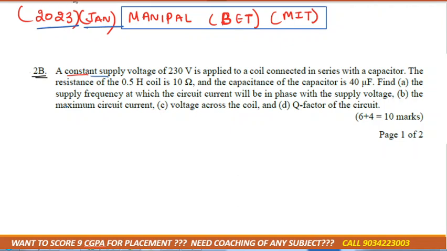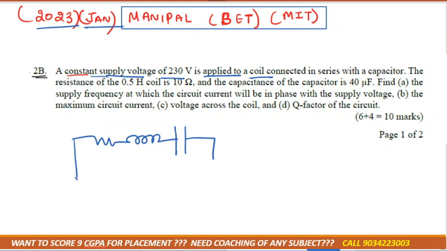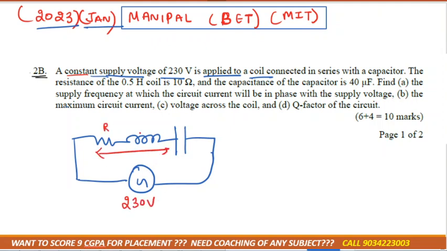This is the question from 2023 January. In this they said a constant supply voltage of 230 volt is applied to a coil. Coil means the combination of R and L is connected in series with a capacitor. And how much voltage they have given, that is 230 volt, total is the 230 volt.